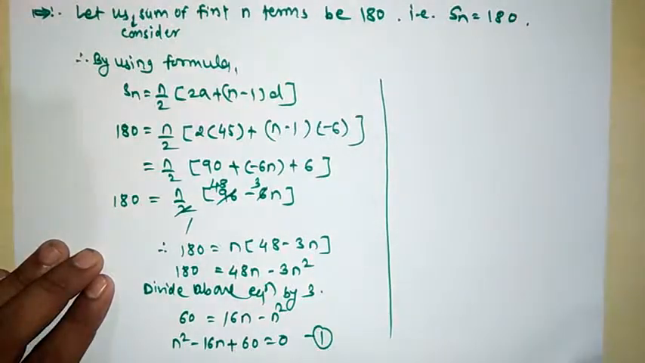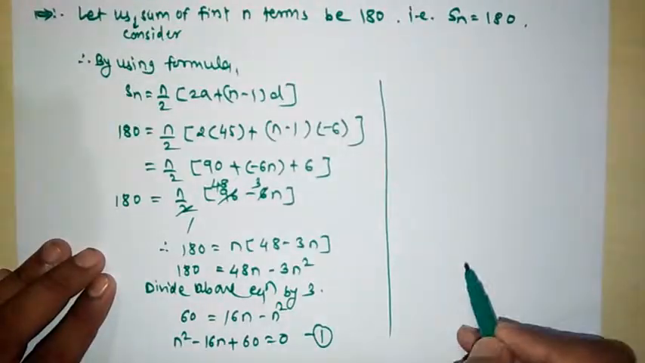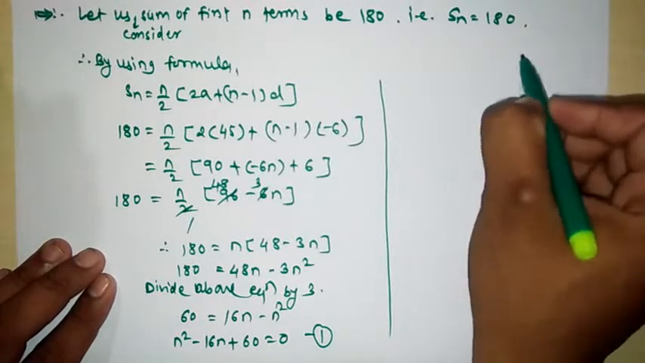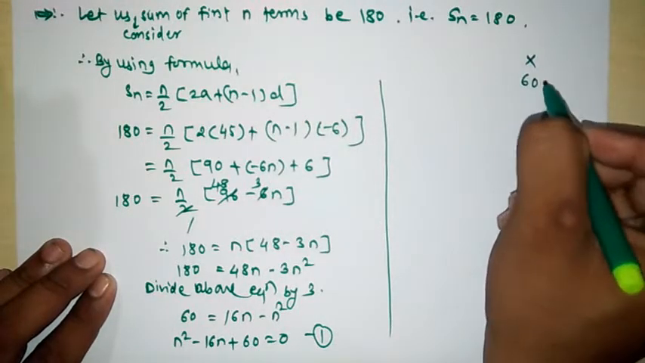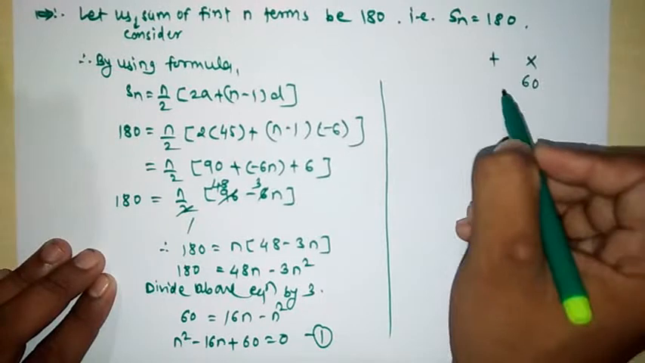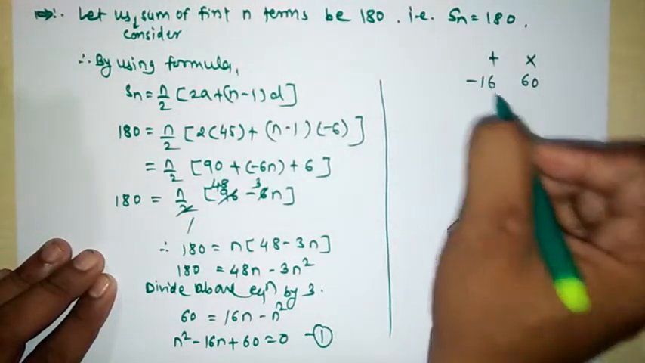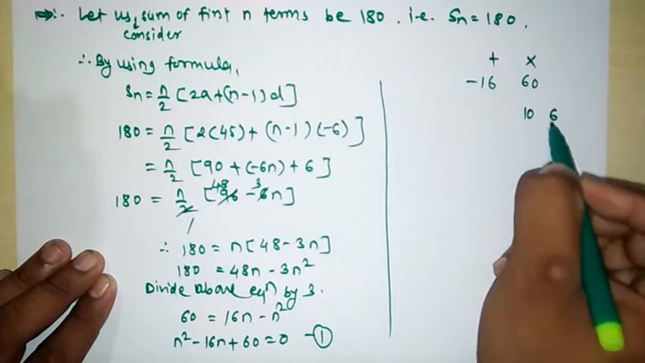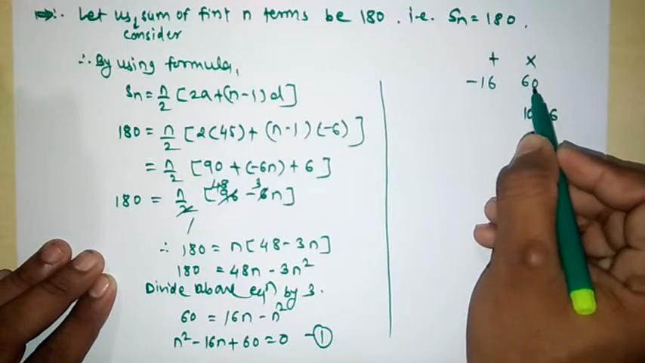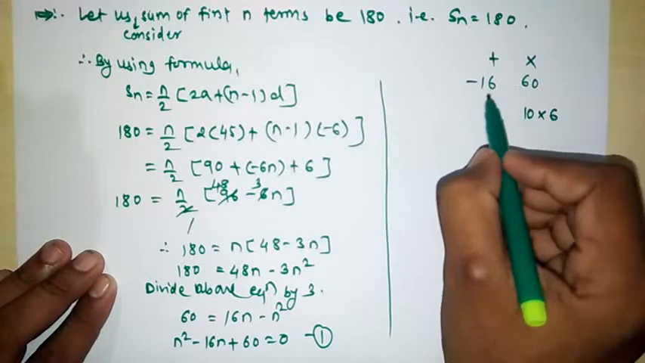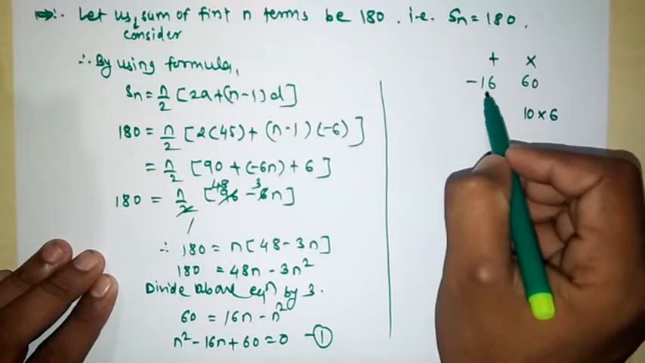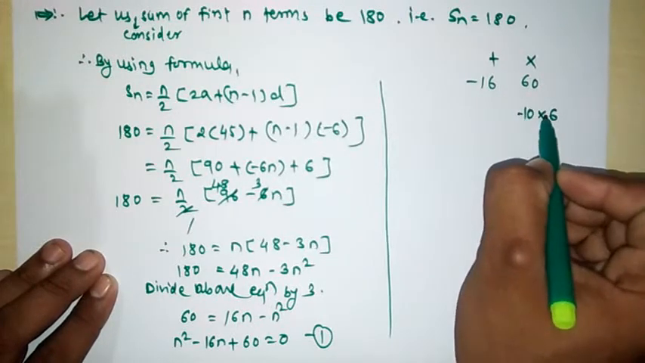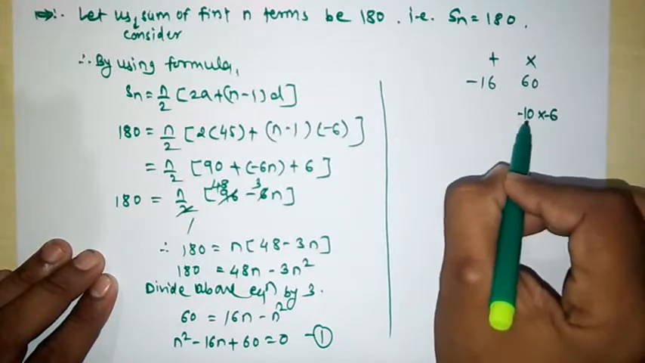Here, see here, what should be the multiplication? Multiplication should be 60, and addition should be, what is the addition? Addition should be minus 16. Which are those numbers? See here, multiplication is 10 into 6. If we did 10 into 6, we will get positive 60. But in the case of addition, we want minus. Therefore, we have to put both the digits with a minus sign.